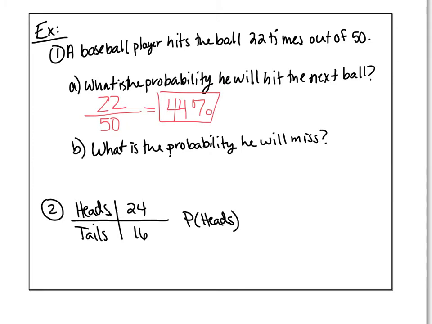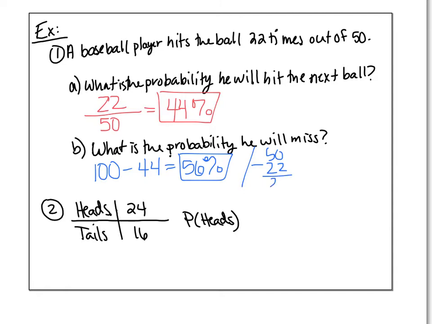And part B asks the opposite. What is the probability that he will miss it? You have one of two options here. The first option is to take our last percent, since this is the opposite side of it. We know that they need to add to 100, so you could just do 100 minus 44, which gives you 56%. Or your second option is to figure out how many times he missed it. If we do 50 minus 22, he missed it 28 times. So you could do 28 out of 50, which is still 56%.